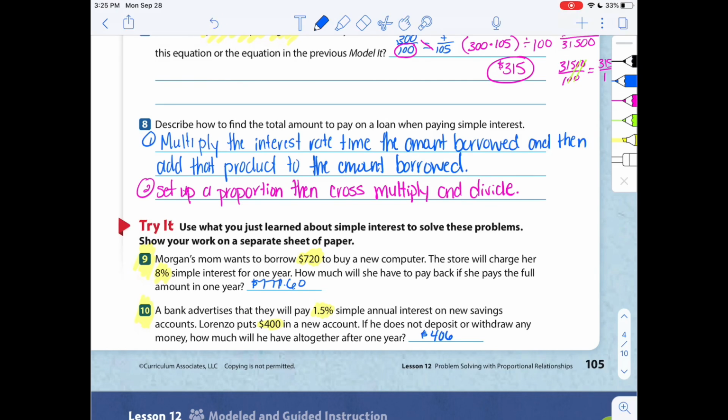If you need to see these two problems worked out either by an equation or setting up a proportion, please reach out to me and let me know.